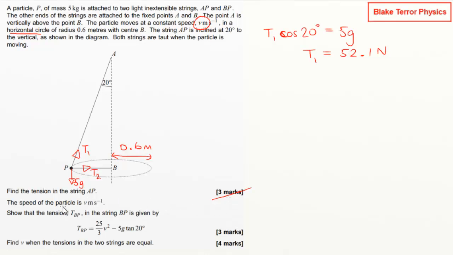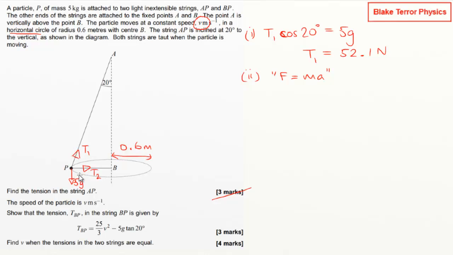Speed of the particle is v. Yeah, they've already told us that. Show that the tension BP, so T2, as I've drawn in my picture, is given by this. Right, so this is our circular motion bit then. So if we're moving in a circle, we know what the acceleration is, which means we can use Newton's second law.